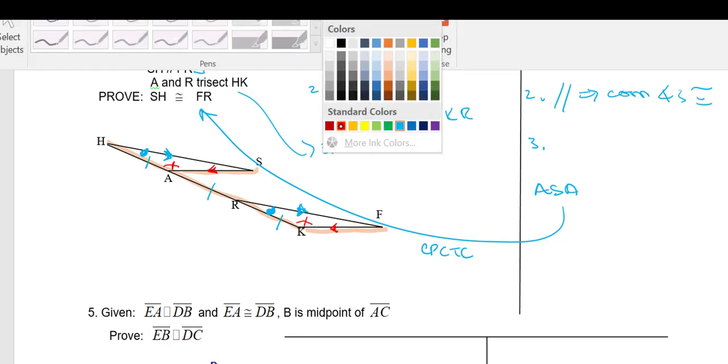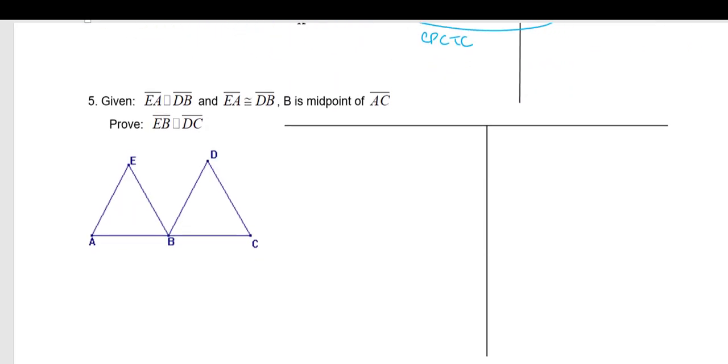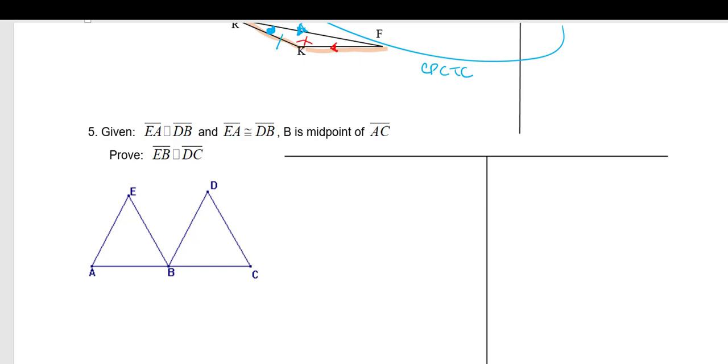Let's try problem number 3 here. Or I guess it's problem number 5. Not sure what happened with my numbering there, but anyway. I know that EA is parallel to DB, and EA is congruent to DB, okay? And B is a midpoint of AC, so I know that these are congruent to each other. And you want to prove that these are parallel. So I'm trying to prove that these lines are parallel to each other.